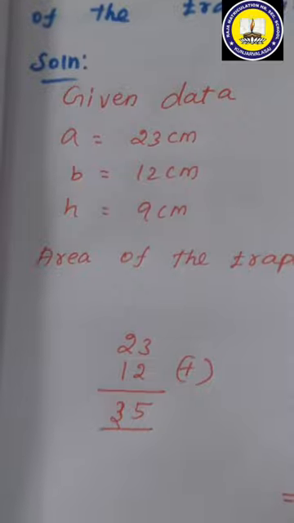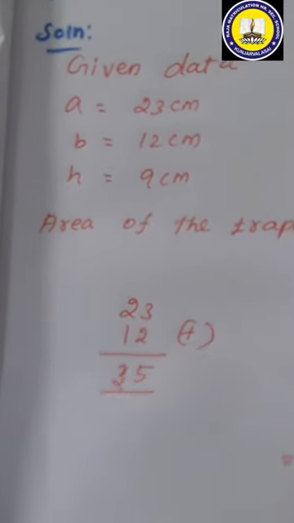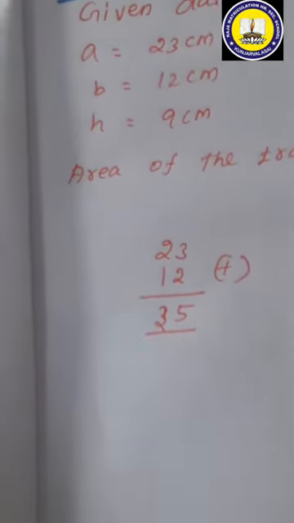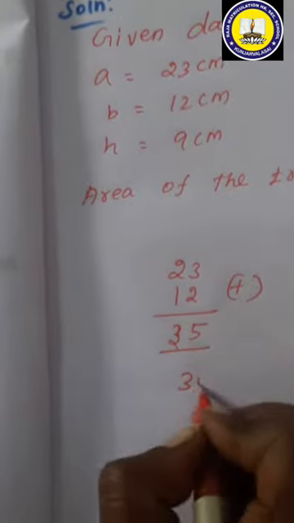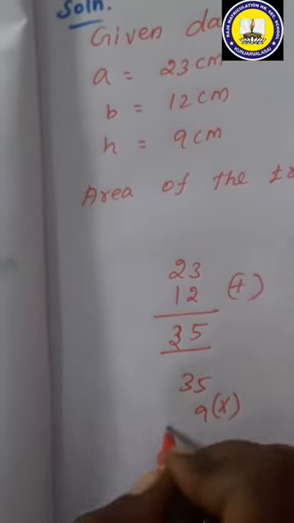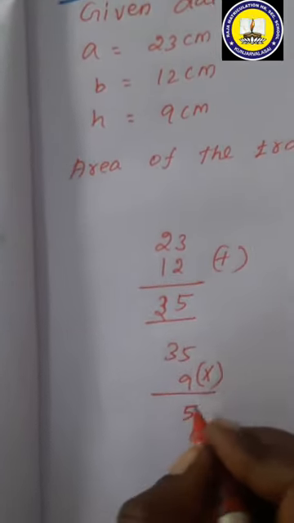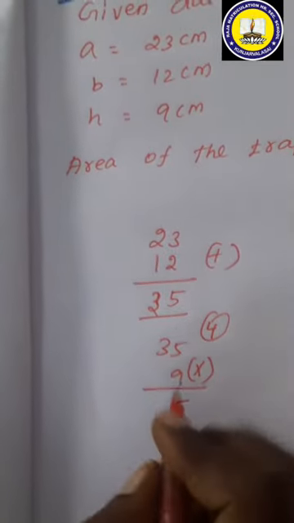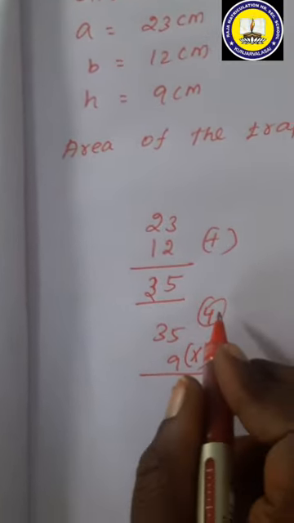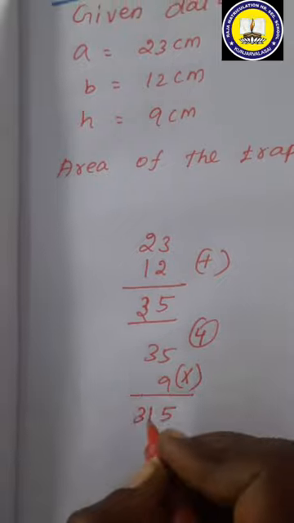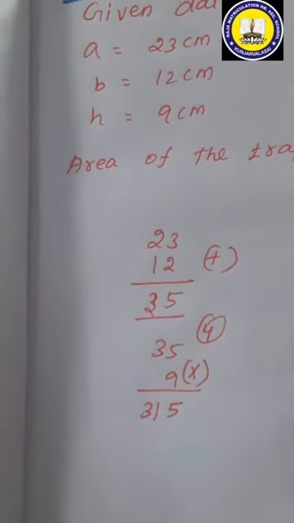Next, half into, okay, the calculation of 9 into 35. 9 5s are 45, remaining 4. 9 3s are 27, 27 after 4 is 31. So we get the answer 315.